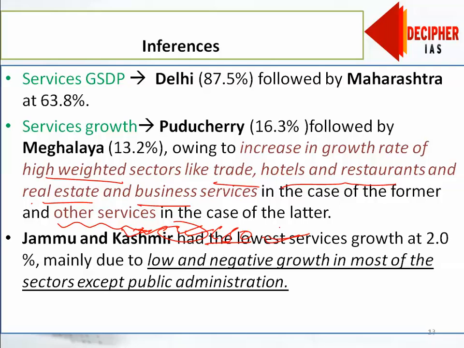Now Jammu and Kashmir have the lowest services growth at 2%. This is due to low and negative growth in most of the sectors except public administration. In public administration it has positive growth in services, but all the other sectors are in a negative growth pattern.